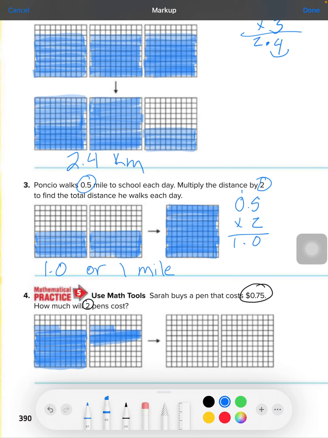Because remember, there's 2 pens that he bought. Then we fill in this to make 70, or 7/10, 7 out of 100. There, 75 plus 75. We can go ahead and figure out the equation.